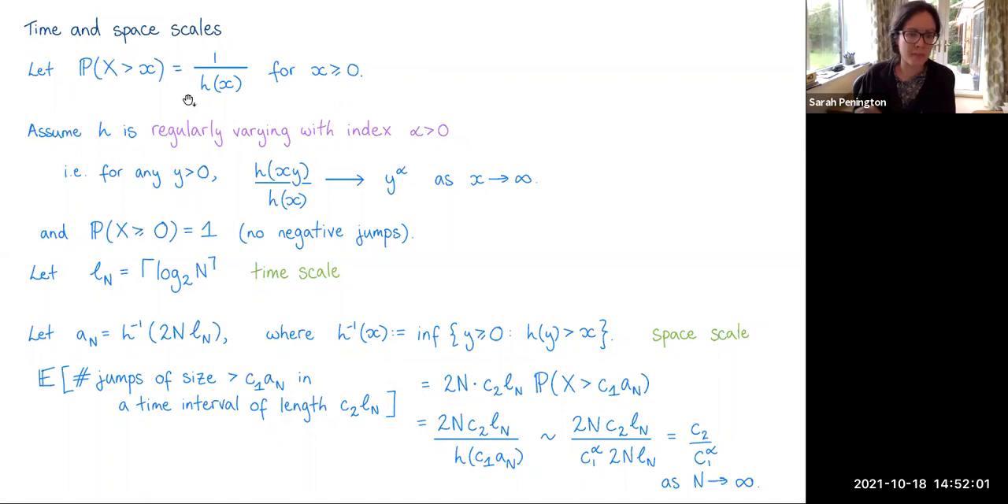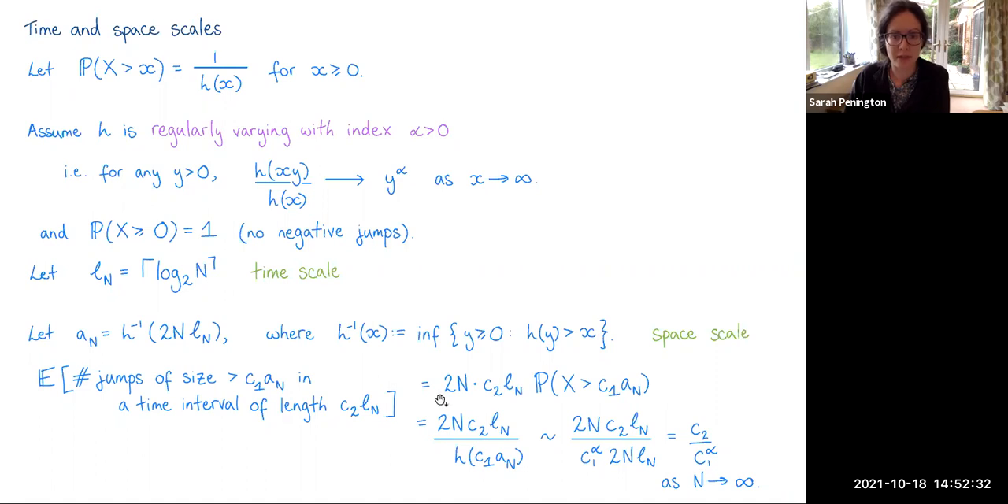So why is this the relevant space scale? Well, one way to see that it might be is, let's take a positive constant c1 and another positive constant c2. Then what's the number of jumps that you would expect to see in the N-particle branching random walk? The expected number of jumps that are of size bigger than c1 times a_n during a time interval of length c2 times l_n.